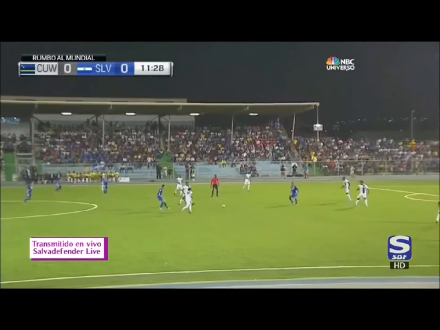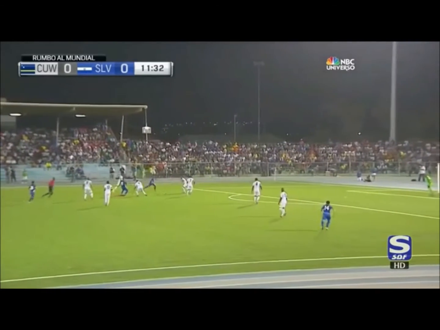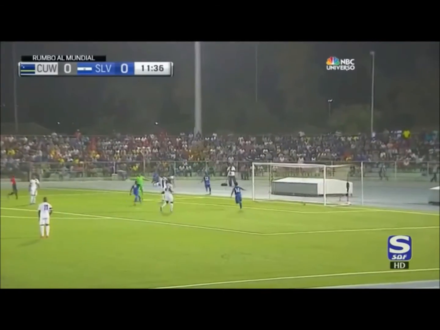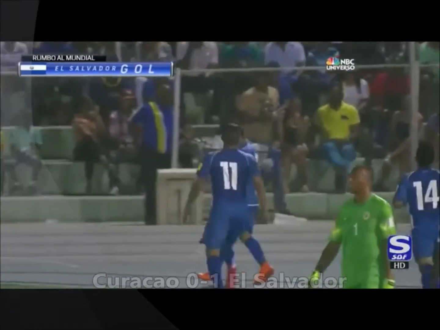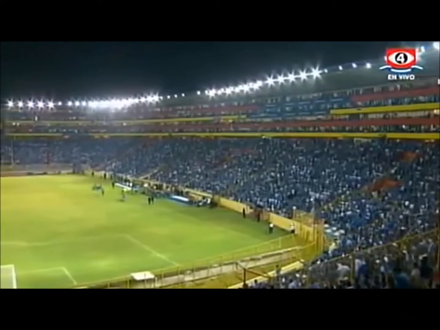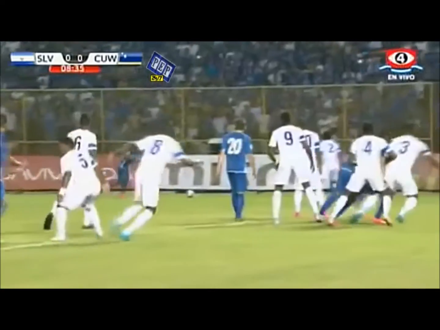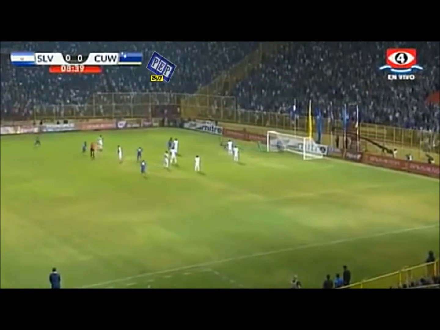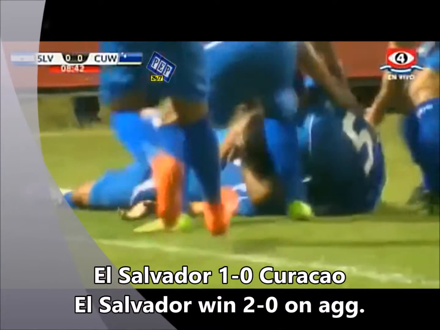And it was a low scoring affair with the only goal coming in the 12th minute through Larian. El Salvador winning the first leg 1-0. Which led us to the second leg, which took place the next week at the lovely looking Estadio Cuscatlan in San Salvador. It was the same old story though, as El Salvador scored an early goal via Barrios in the 9th minute, and it stayed that way, with El Salvador winning 1-0 on the night and 2-0 on aggregate.